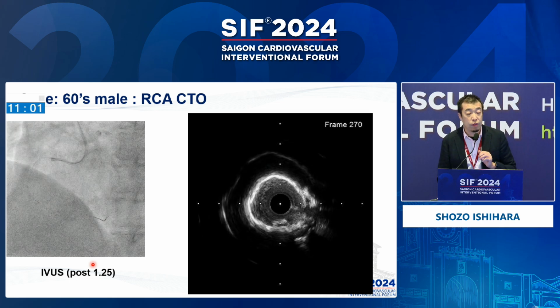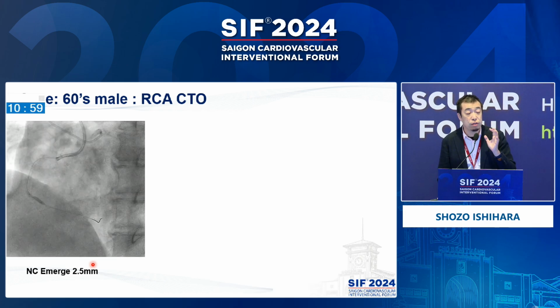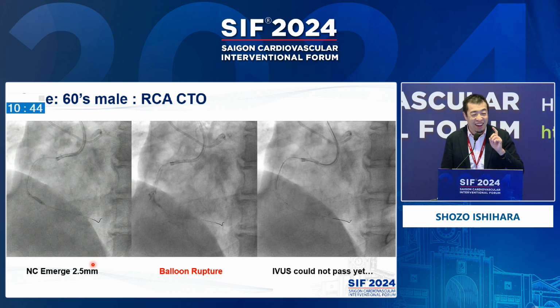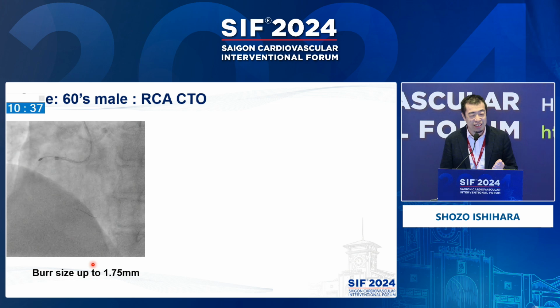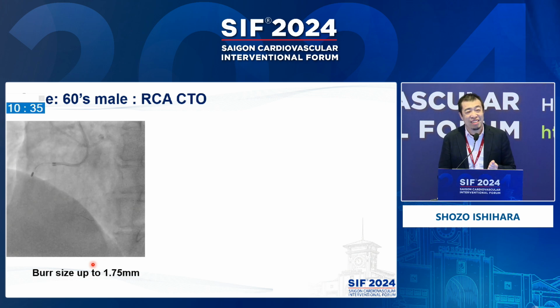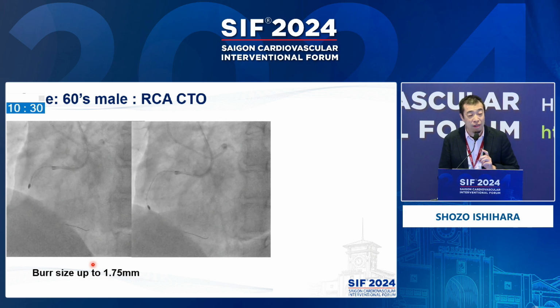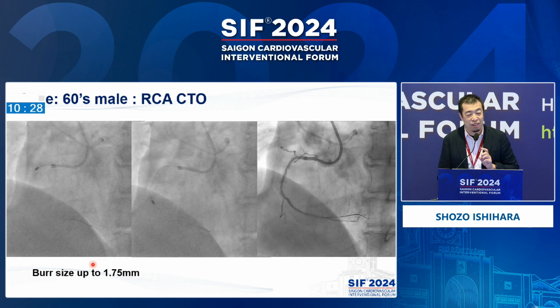And then, for this kind of calcified lesion, I opened up with the non-compliant balloon at very high pressure, as Rosli mentioned. But unfortunately, the high pressure balloon ruptured like this. And then after that, I checked IVUS, but unfortunately, even like this, I could not pass yet. So the next option is burr size up. And I used the 1.75 millimeter burr, and it crossed.